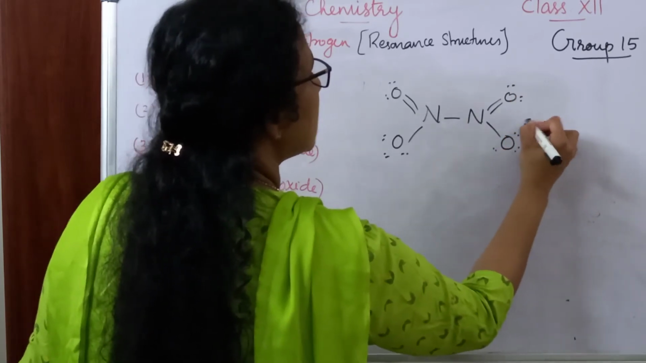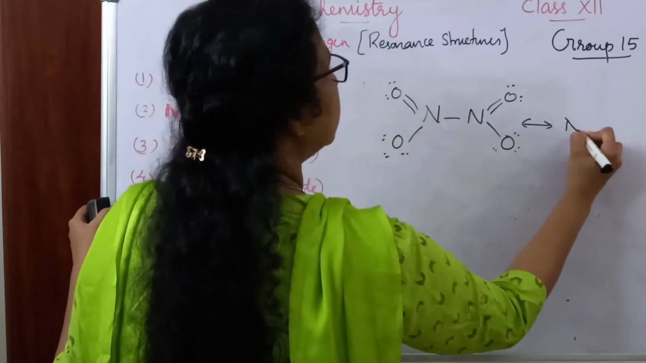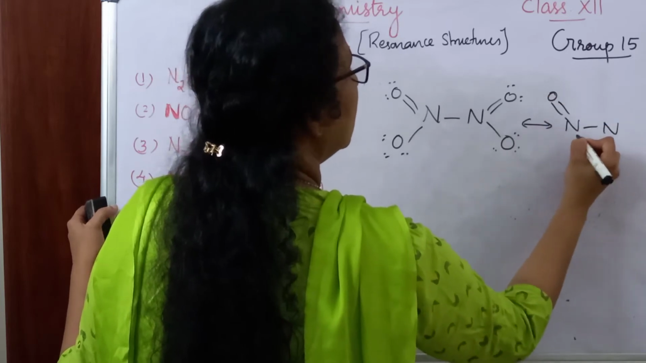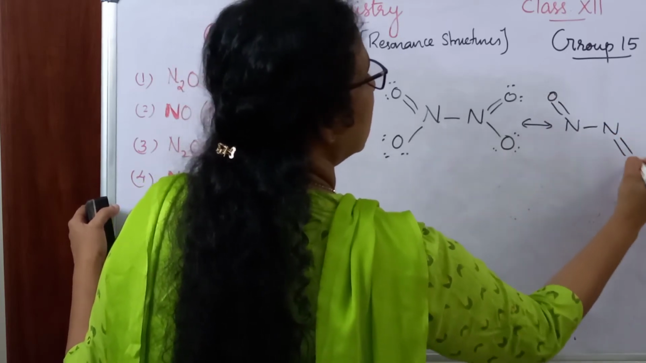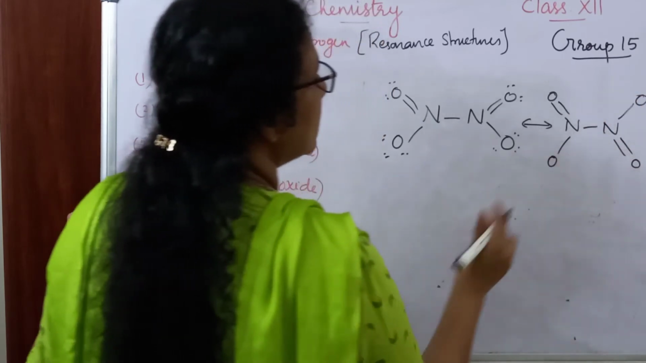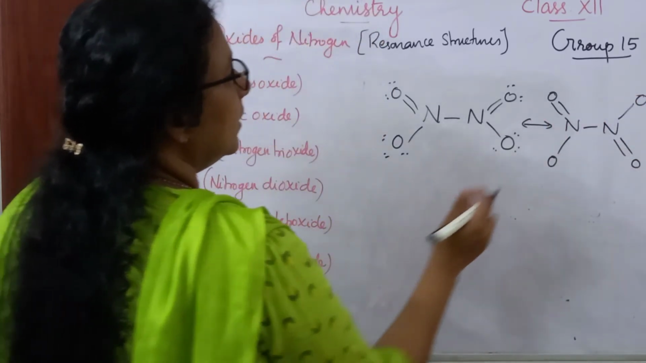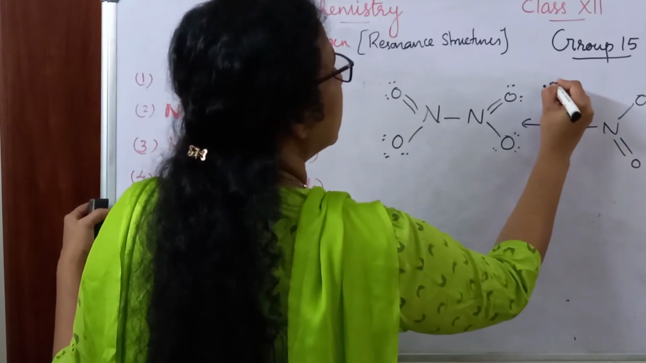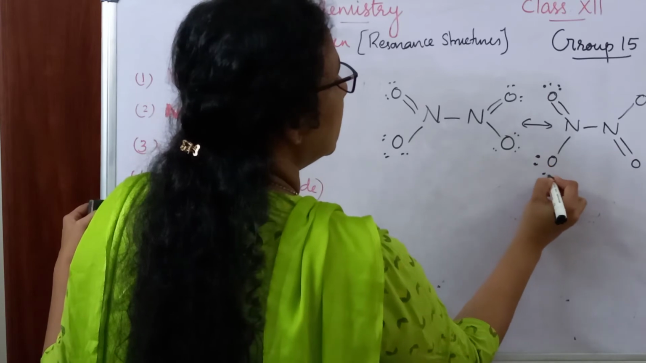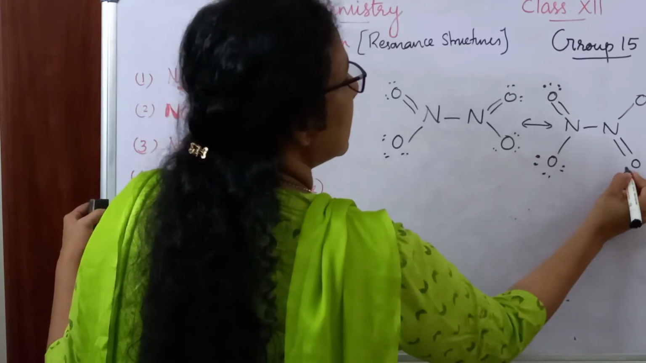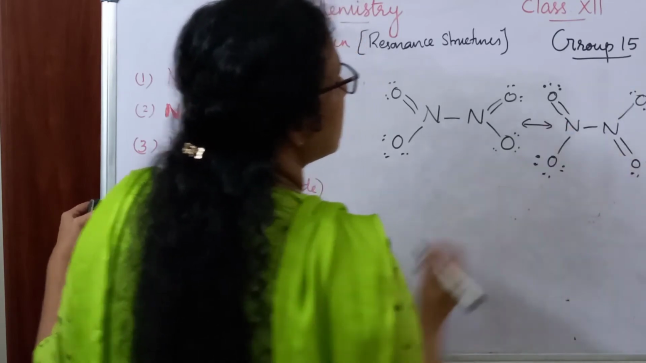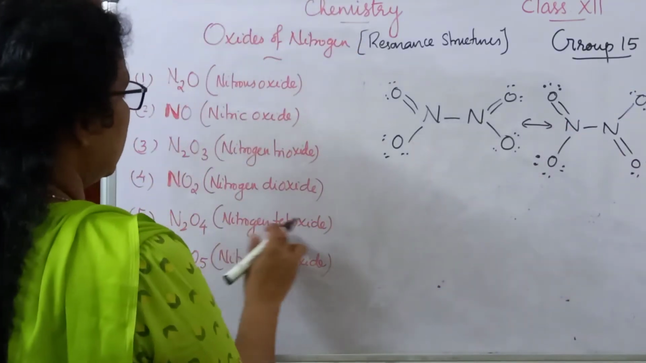So this is the first structure, and the next structure has a double bond to O. Here also a double bond. Here it is a single bond. Here it is a single bond. So we can distribute the electrons here also. Here it will be two pairs of electrons. Here it will be 6 electrons. Here 4. Here 6. So this is the structure of nitrogen tetroxide.